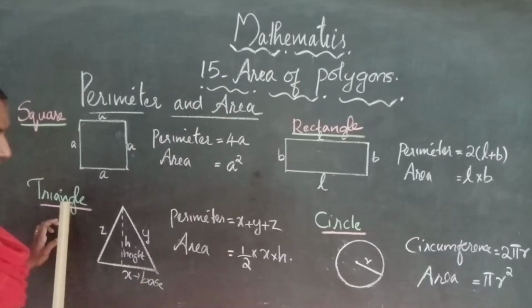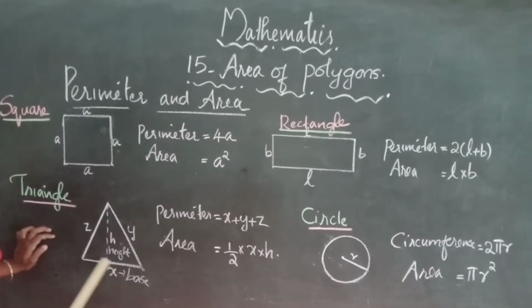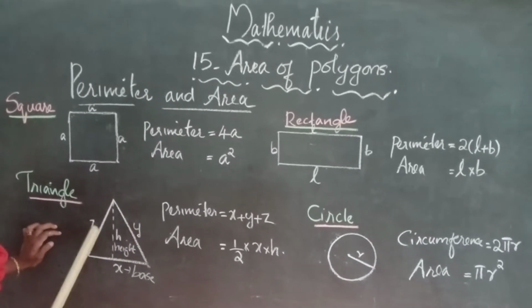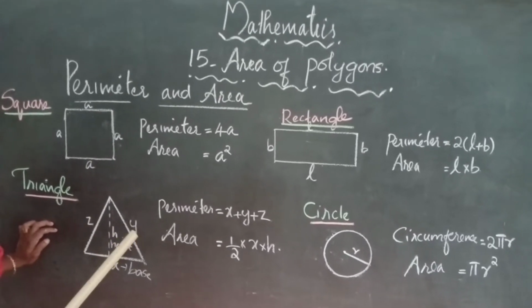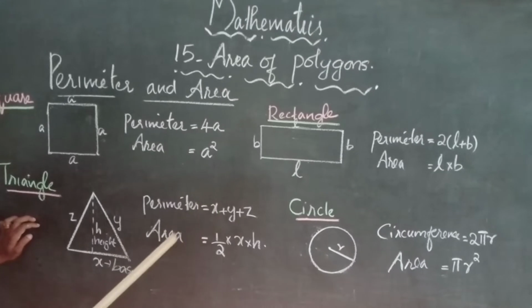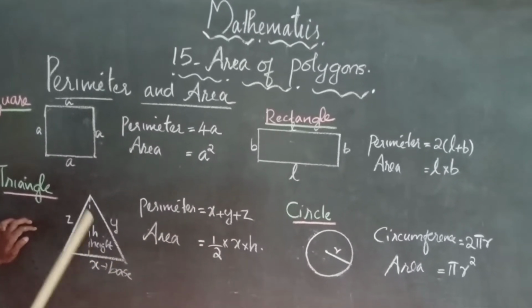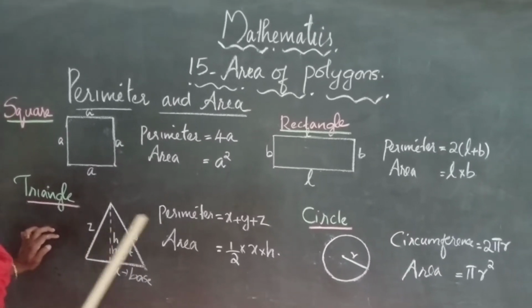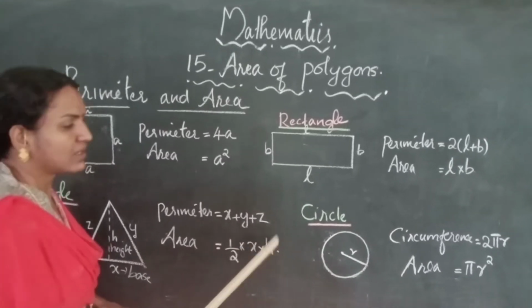Then triangle. Triangle is a three-sided closed figure. This is base and this is height. The other two sides are y and z. So the perimeter is the sum of all the sides, x plus y plus z. Area is half BH, half into base into height. Base is x, height is h. So area is half into x into h.